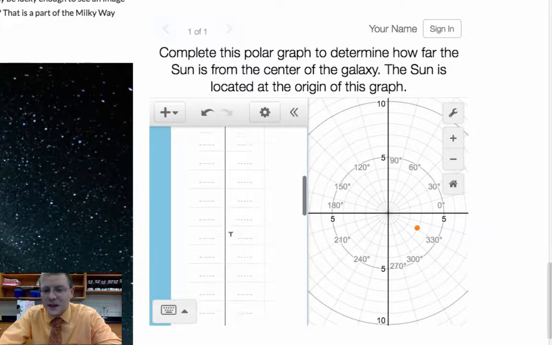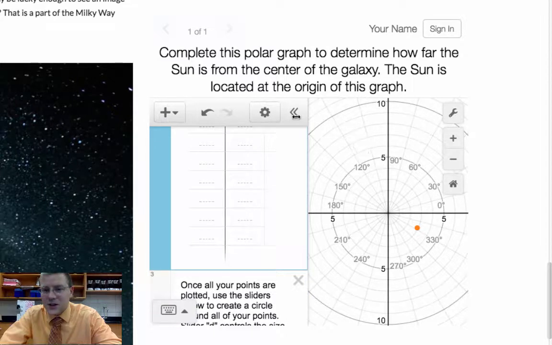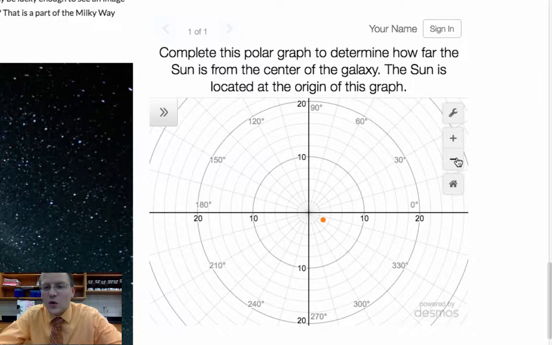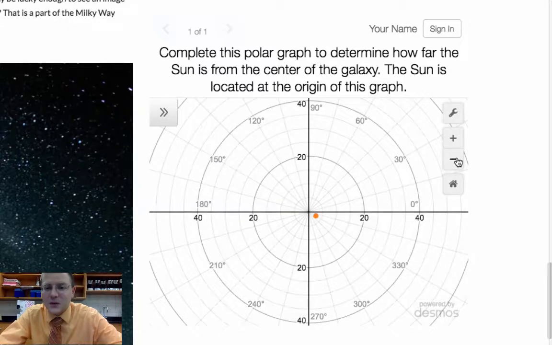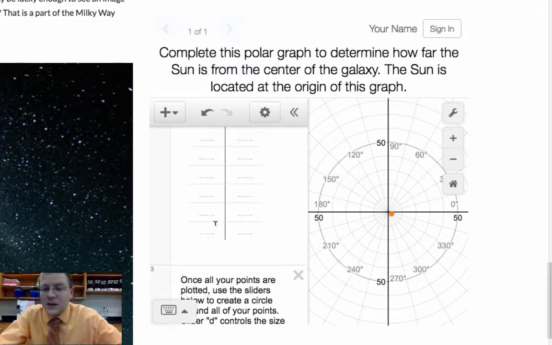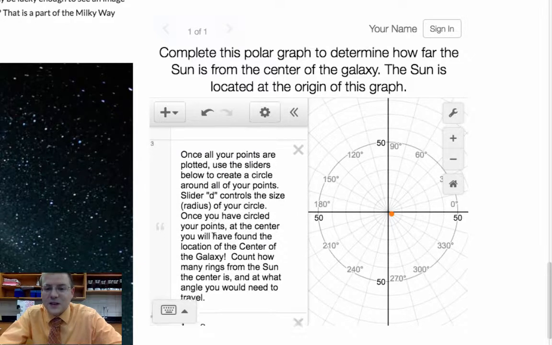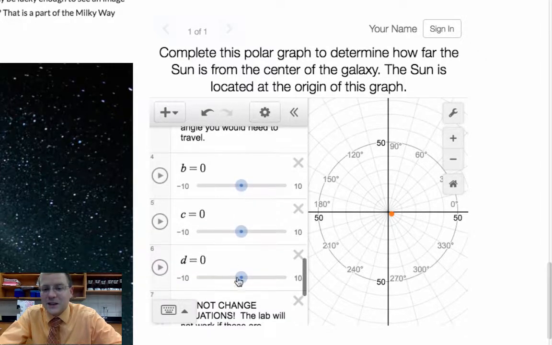Once you are completely done and all 19 clusters are scattered all around your sheet here, the goal is to figure out where the center of the Milky Way is. To do that, I've included some sliders on this graph. Bring back your data table, and there's instructions. It talks about how to bring out the sliders. There's B, C, and D sliders. D controls the size of your circle, C controls up and down location, and B controls your left and right location.